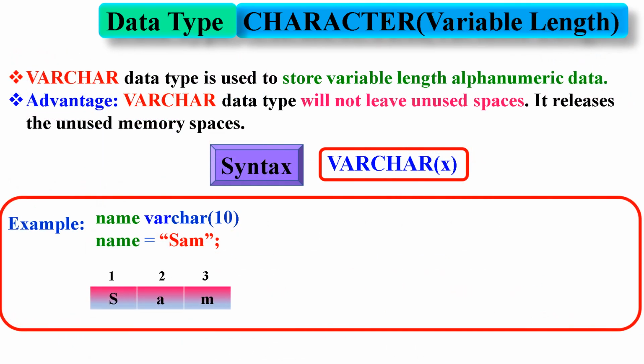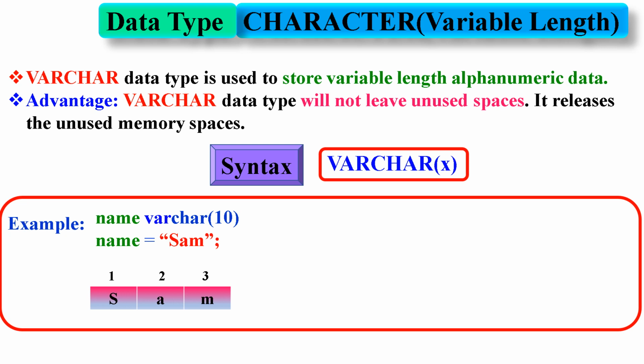The next data type is character of variable length. VARCHAR data type is used to store variable length alphanumeric data. Advantage is VARCHAR data type will not leave unused spaces like the char data type. It releases the unused memory spaces. The syntax is VARCHAR of x, example.